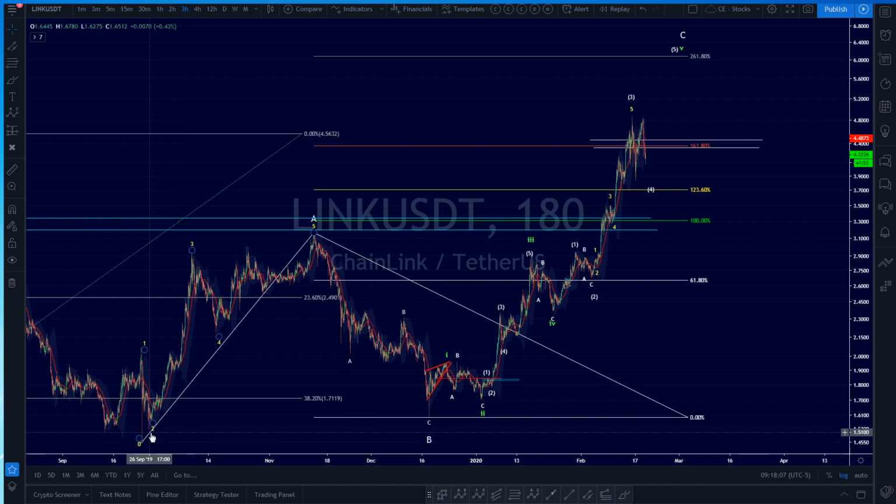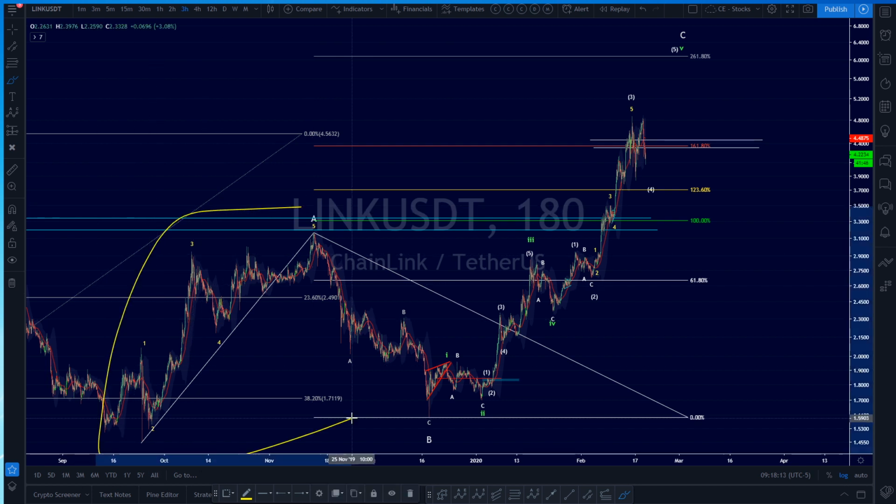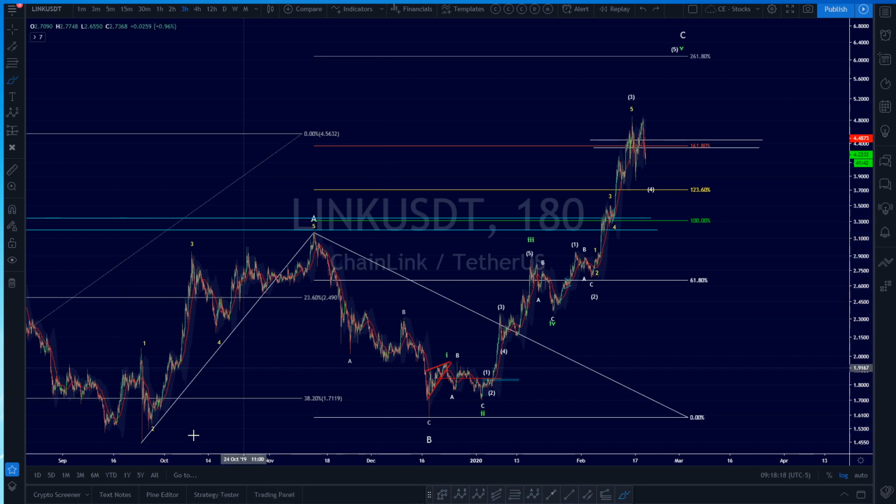So I feel pretty confident in this structure over here. I do believe that this is a completed impulse. This move over here does look like a completed impulse. In other words, I see the 1, 2, I see a third wave, and then a pullback for the 4, and then I can count a 1, 2, 3, 4, 5 to get us into that fifth wave.